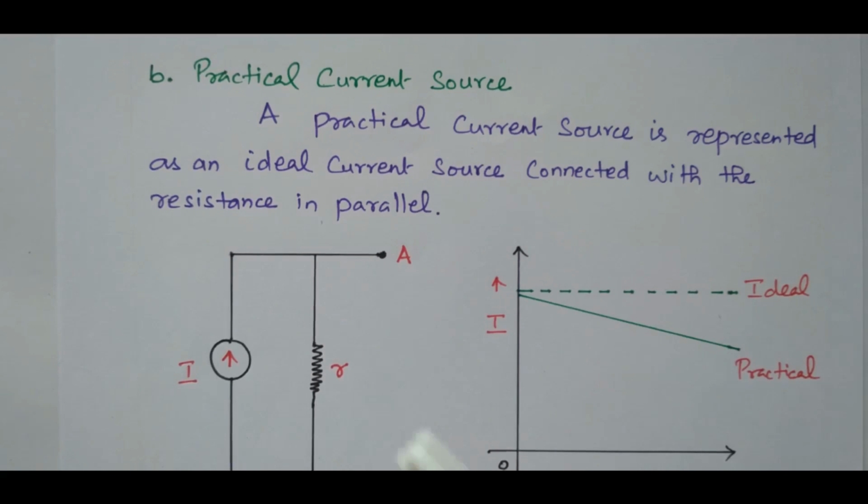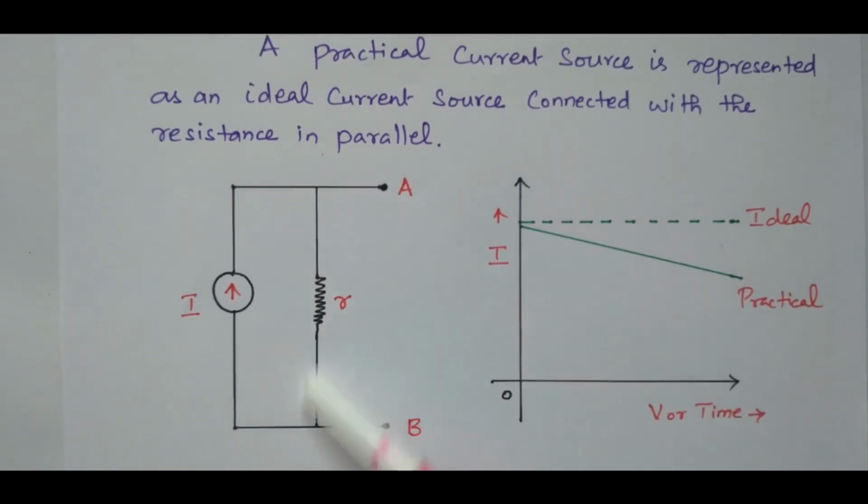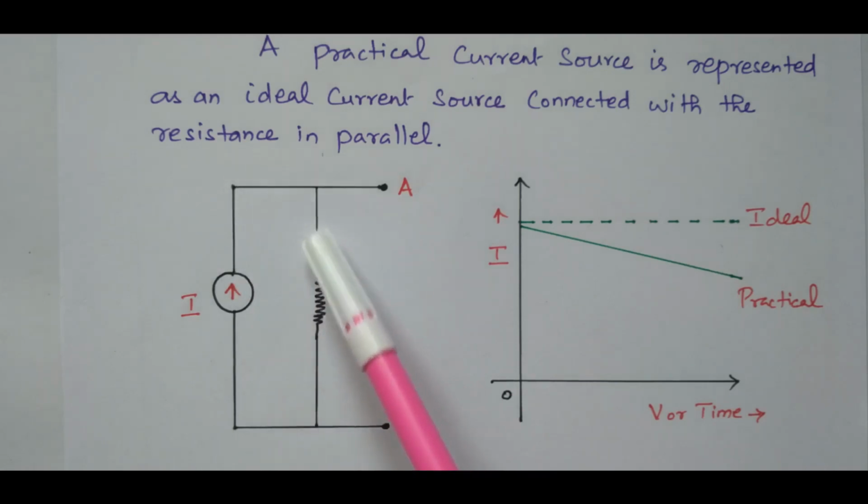So the practical current source is represented with an ideal current source connected with a resistance in parallel. In case of a practical voltage source, the resistor is connected in series with the source. In case of a current source, the resistor is connected in parallel with the current source, right? The voltage source has a series resistor as an internal resistor, and the current source has a parallel resistor as an internal resistor. So due to this, some current will be diverted here.